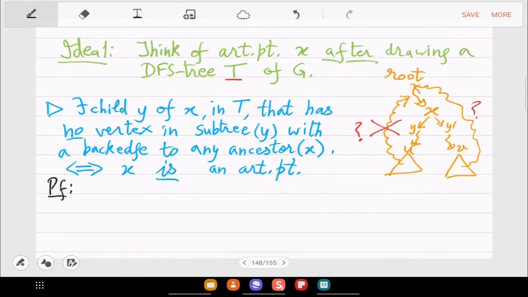Yeah, maybe I should add a hypothesis here that X is neither a root nor a leaf.